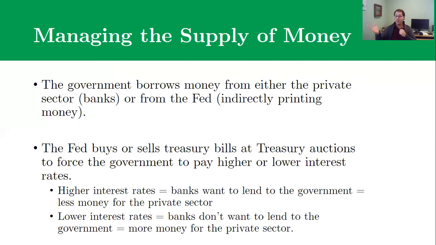And so then suddenly if the US government wants to be able to sell its debt to finance its operations, to pay its bills, it has to pay that higher interest rate. And so essentially the Federal Reserve can drive up those interest rates by being willing to sell US government debt at a higher interest rate.